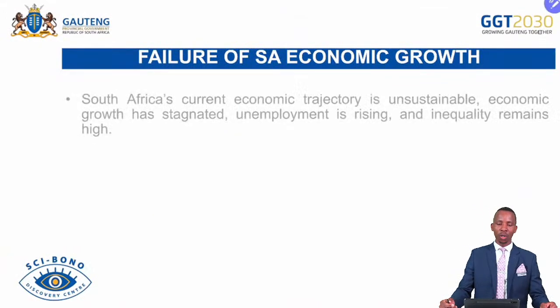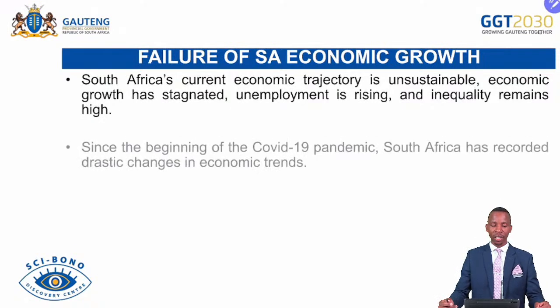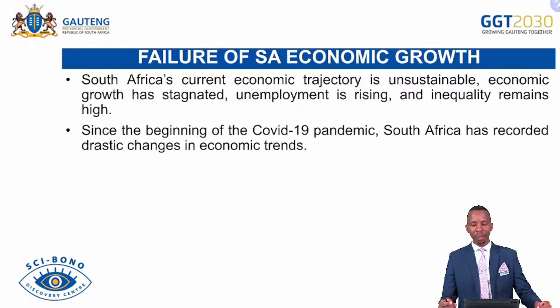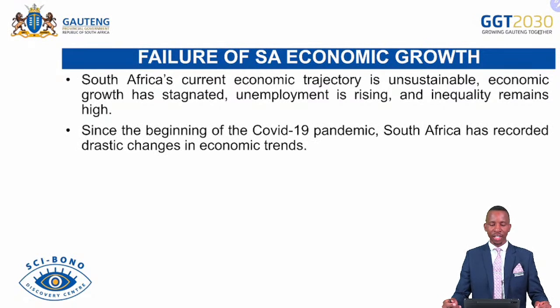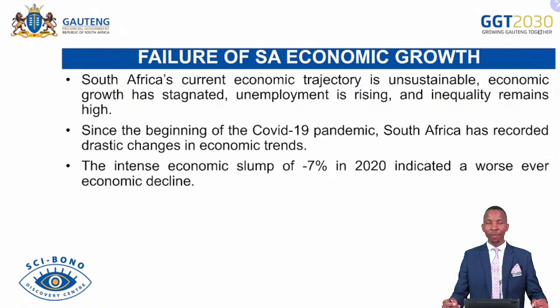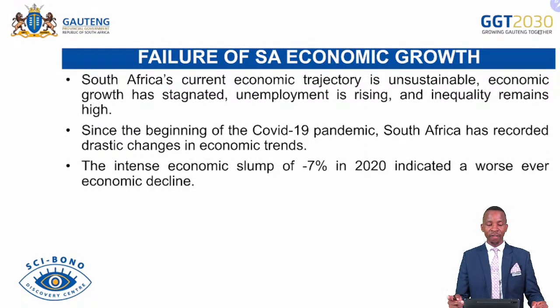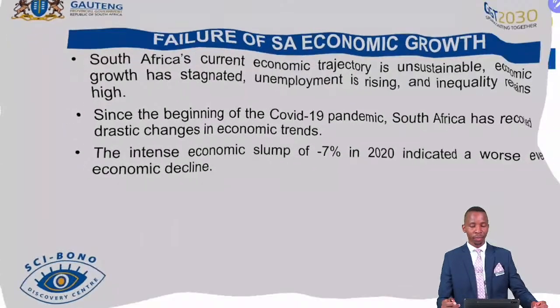The failure of economic growth. South Africa's current economic growth is facing very challenging factors. It is not sustainable, and economic growth has stagnated. Unemployment is rising, and inequality remains very high, while economic growth is declining at the same time. Since the beginning of the COVID-19 pandemic, South Africa has recorded drastic changes in economic growth trends. The intense economic slump of -7% in 2020 indicated the worst ever economic decline in South Africa.